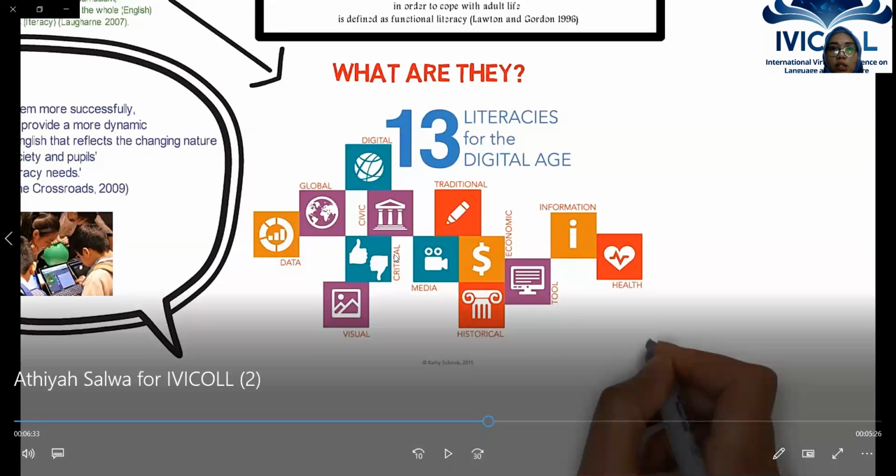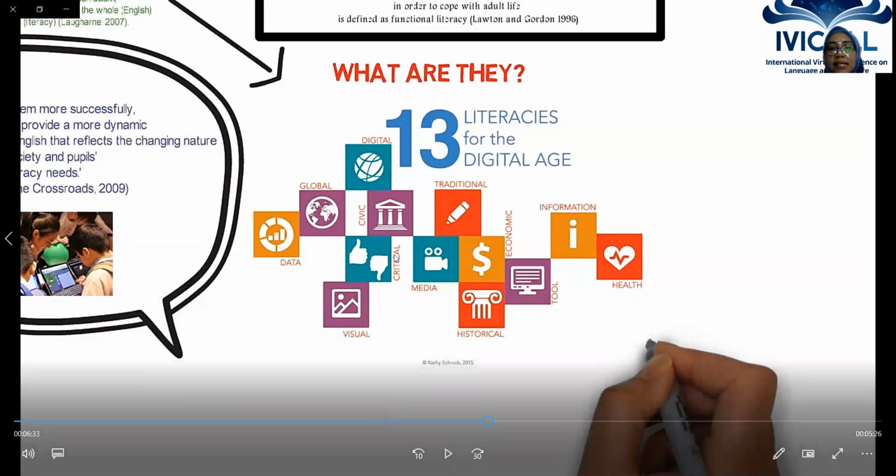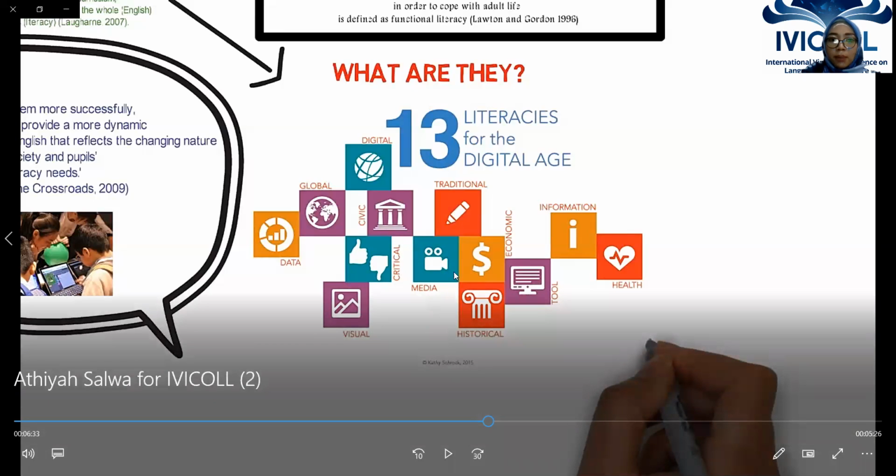This is a collection of dispositions and skills that cultivate innovative teaching, critical thinking, and active inquiry. Critical literacy assists students in thinking critically about the things that they read, instead of just browsing the surface. Okay. Next, we come to media literacy.